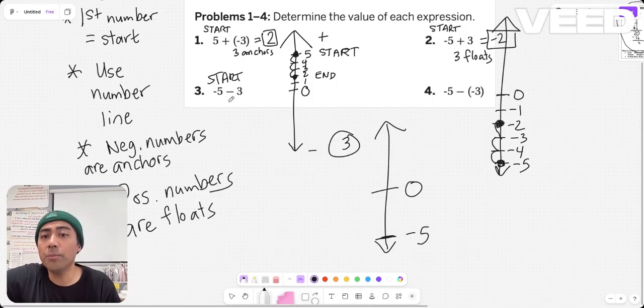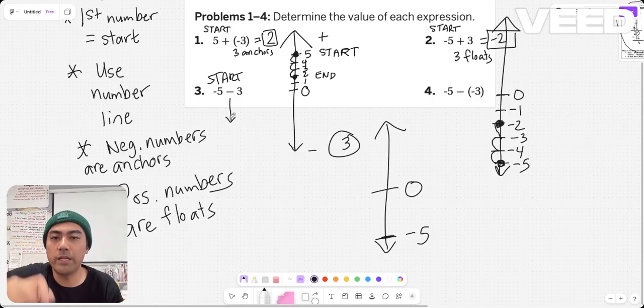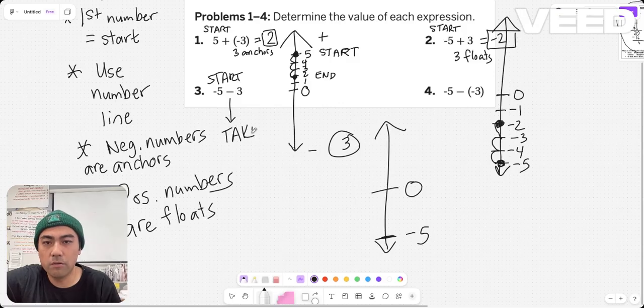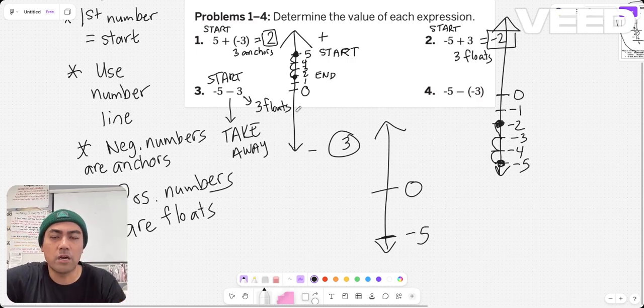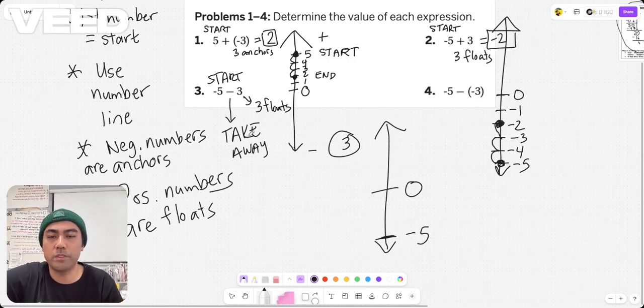All right, now think about what's happening here. That minus sign means, are we adding or taking away? Well, minus means take away. And what are we taking away? We are taking away a +3. We're taking away, so that means since we have +3, that's 3 floats. Okay, sorry about my handwriting. I'm sorry, but I hope it still makes sense.